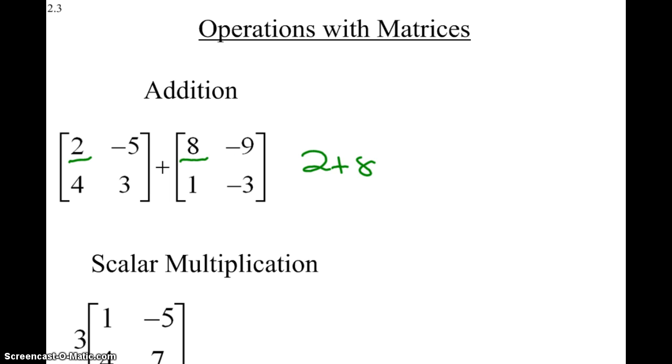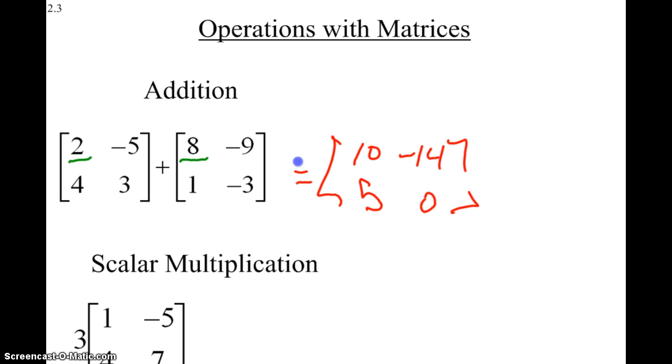When we add matrices, we add the elements. Simply 2 plus 8, that gives us 10. Negative 5 and negative 9, that would be negative 14. 4 plus 1 is 5. And finally, 3 minus 3 would be 0. So you just add or subtract the elements one piece by piece.